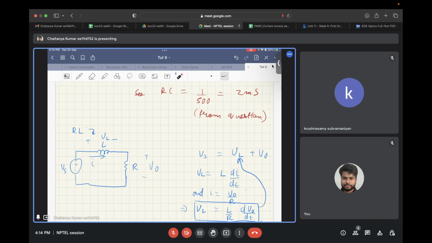So from these two equations, VL is equal to L dI by dt, and I is equal to V naught by R. You can substitute the value of I equal to V naught by R in the above equation, and what you get is VL is equal to L by R times dV naught by dt. So this value of VL you can substitute in the first equation, that is Vs is equal to VL plus V naught.